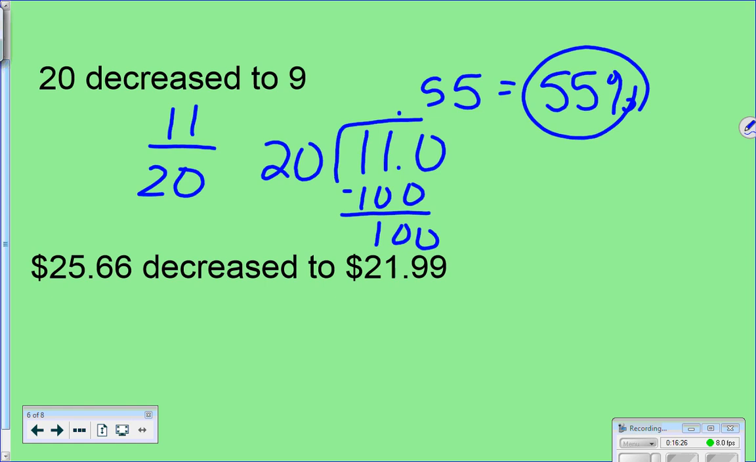No, you can keep these the same. Started at 25.66, decreased to 21.99. Woohoo! You can. Yep. That 66.6 one isn't repeating though. So let's see.